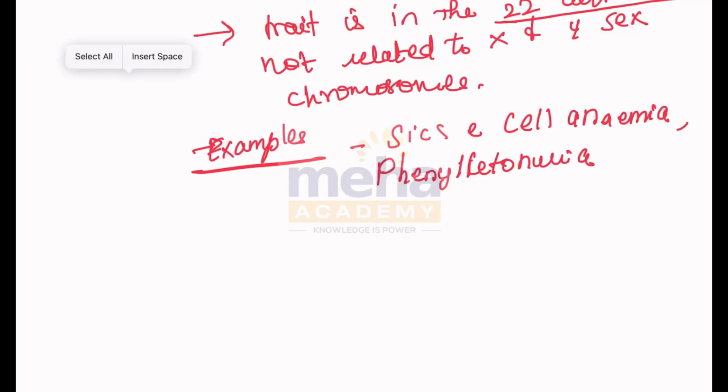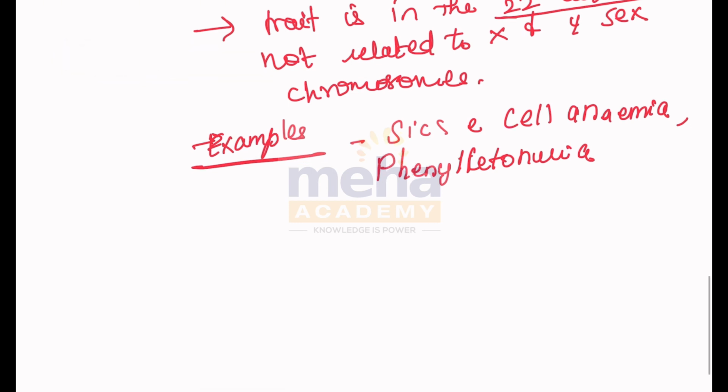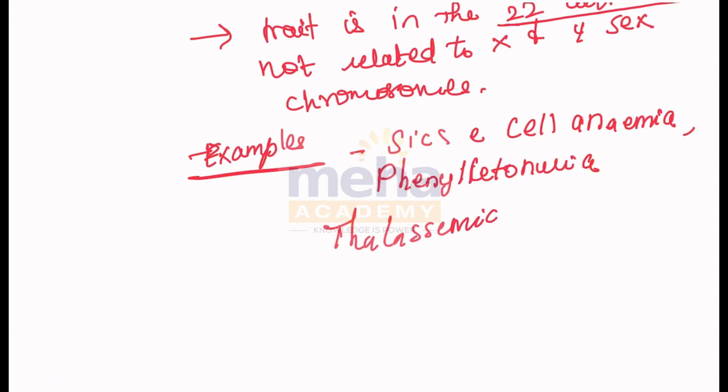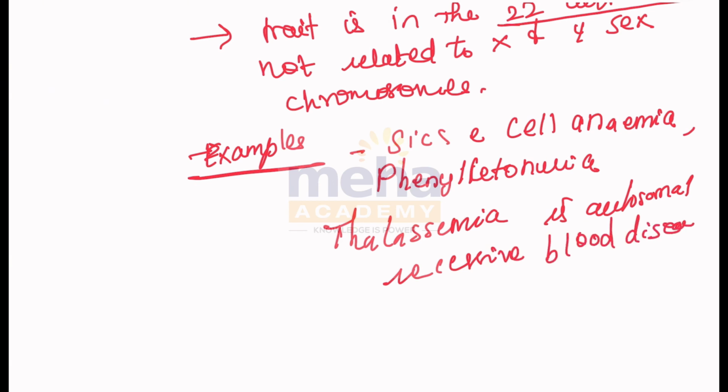The autosomal recessive linked disorders are sickle cell anemia, phenylketonuria and thalassemia also. They are all autosomal linked recessive disorders, where thalassemia is an autosomal recessive disorder only, but it is a blood disease.